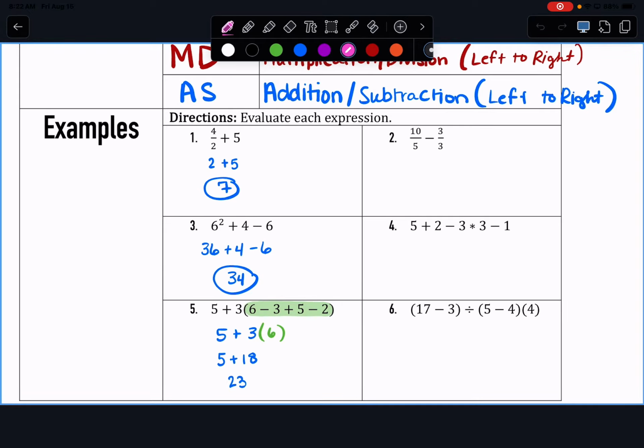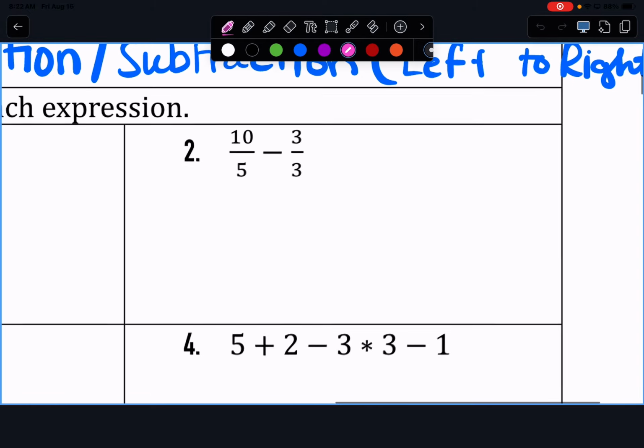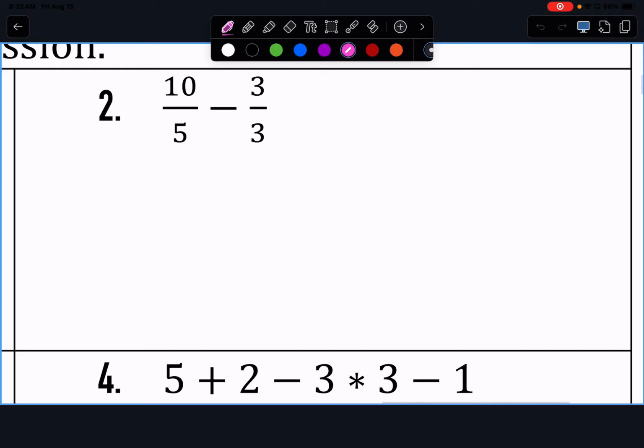Number 2. What should we do first? Multiplication. Like make them common denominators? Yeah, we could do common denominators, but that's not the quickest way. The quickest way is to do what? Make them into whole numbers.